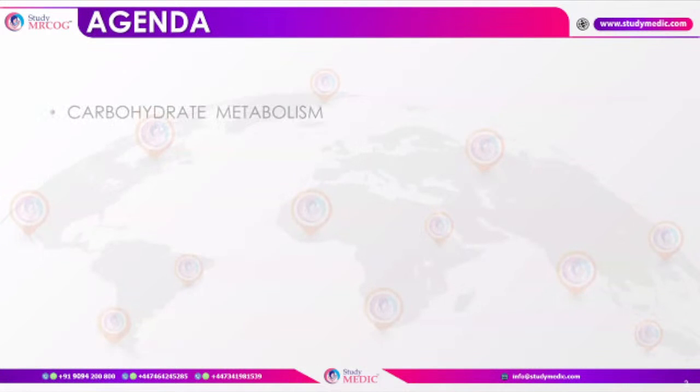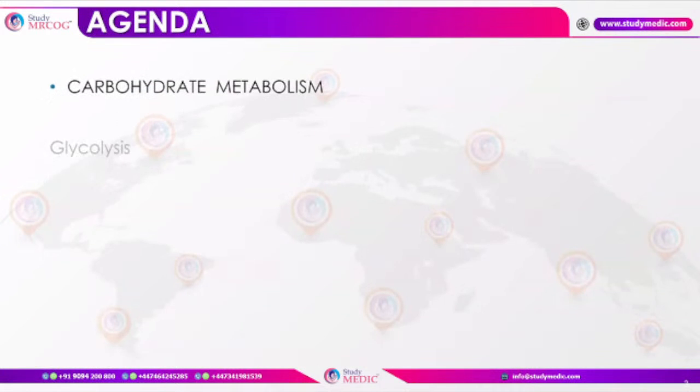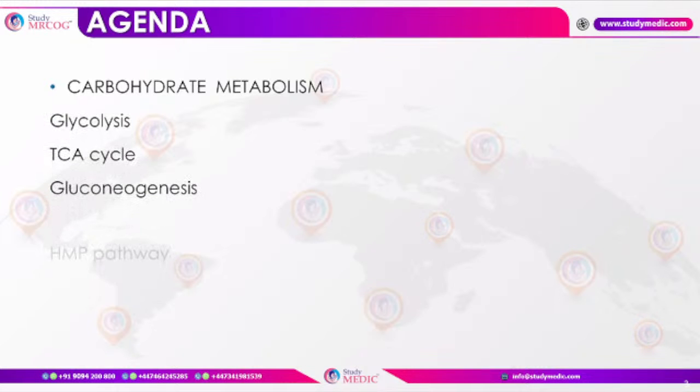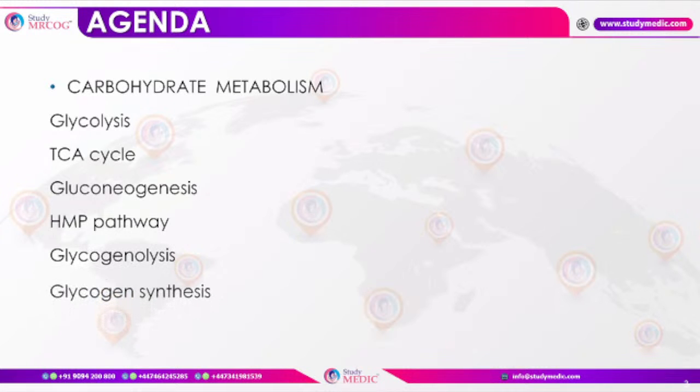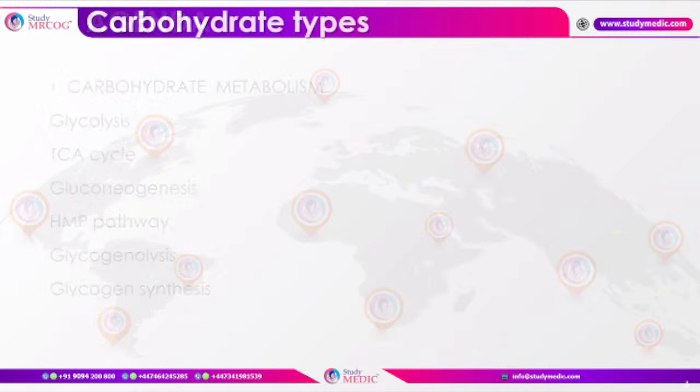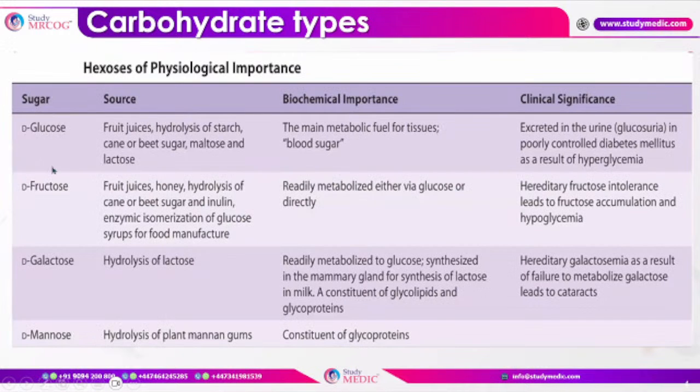And the agenda goes on the carbohydrate metabolism: glycolysis, TCA cycle, gluconeogenesis, HMP pathway, and glycogen metabolism, where the lysis and synthesis will be seen in detail. Before we begin into all these metabolic pathways, we will take a look at the different carbohydrates which we consume.